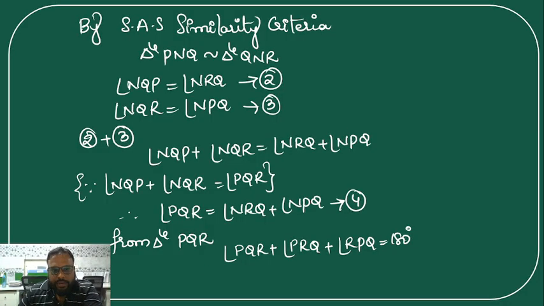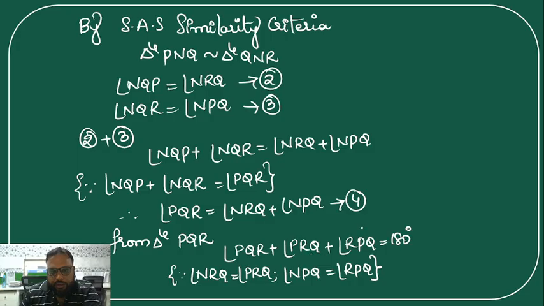Okay. So now here NRQ and PRQ both remain the same, since N is the point on PR. So finally, here you have PRQ plus RPQ. I will write one word here. Since angle NRQ is nothing but angle PRQ, and angle NPQ is nothing but angle RPQ because N is the point on PR. So in the place of this PRQ and RPQ, I can write NRQ plus NPQ.